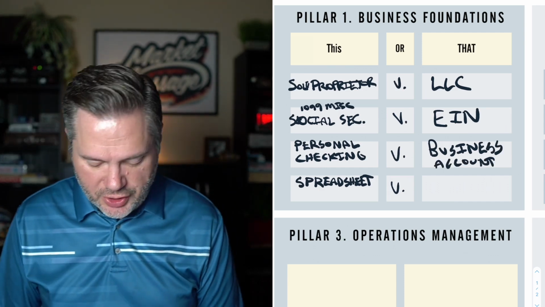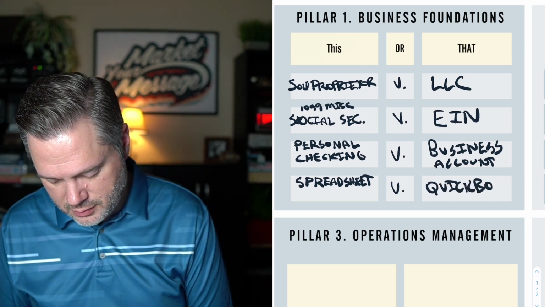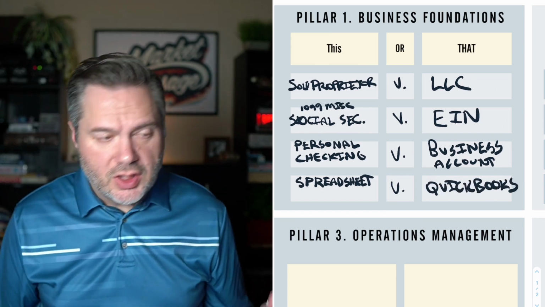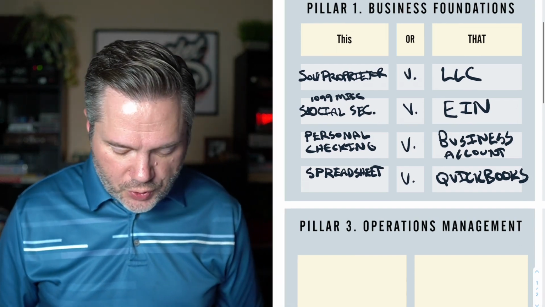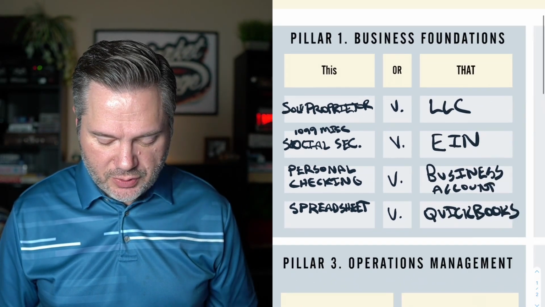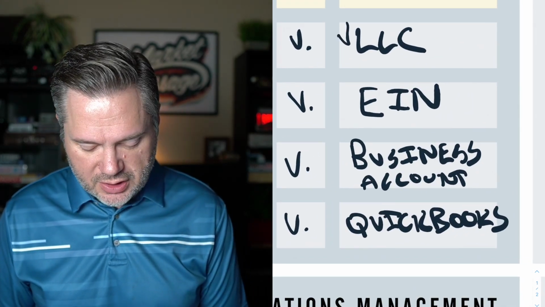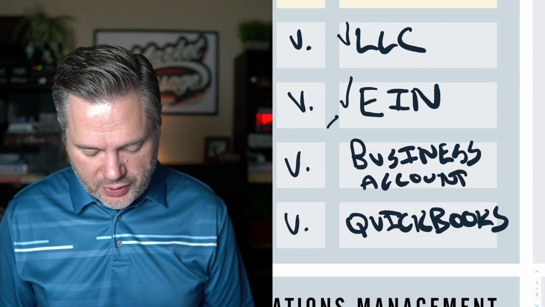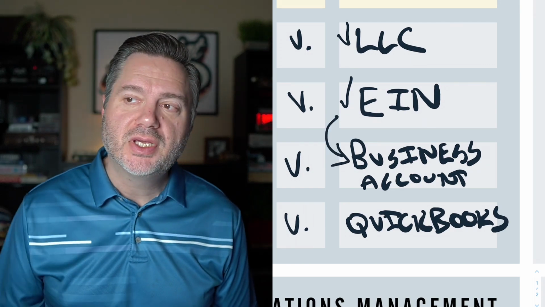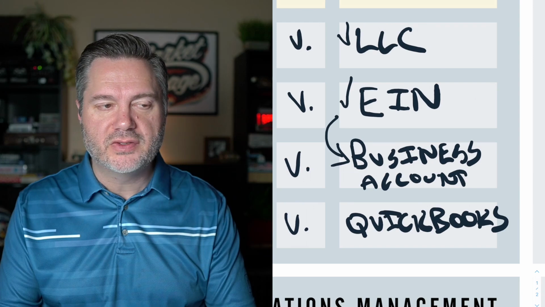And instead of a spreadsheet, you want to use something like QuickBooks Online. So here's the point. You might be operating like this, and that's okay. But as you're ready, I would highly encourage you to go this route. Now, you're going to want to get your LLC and your EIN before you go open up your business account, because most of the time they're going to ask you for those documents.